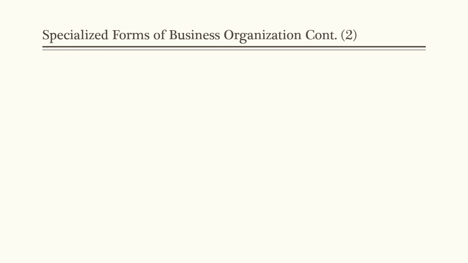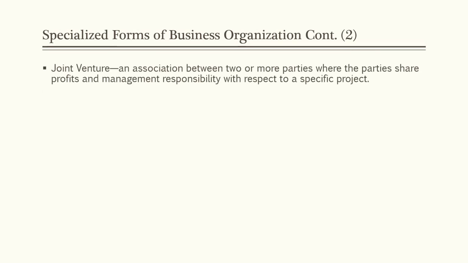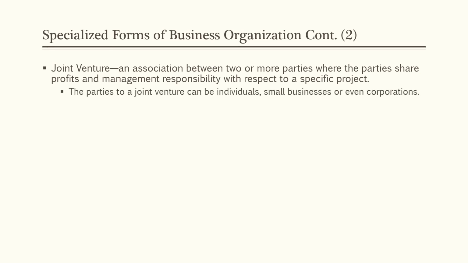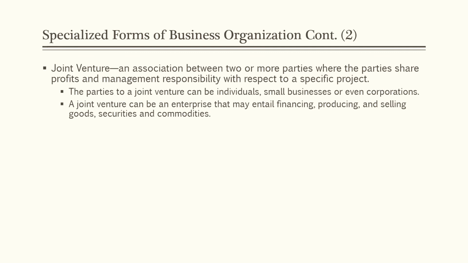The next specialized form of business organization is the joint venture. This is an association between two or more parties where the parties share profits and management responsibility with respect to a specific project. The parties to a joint venture can be individuals, small businesses, or even corporations. A joint venture can be an enterprise that may entail financing, producing, and selling goods, securities, and commodities.